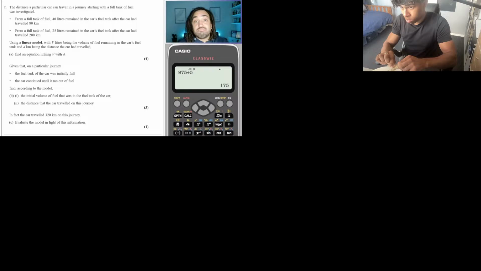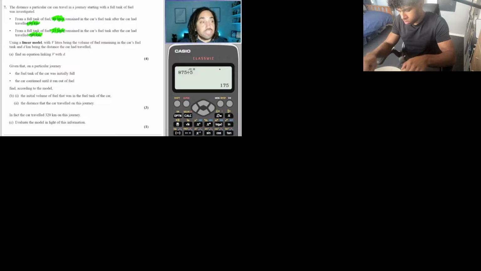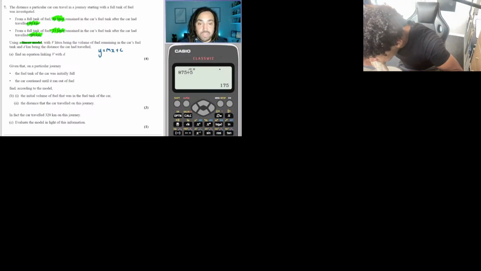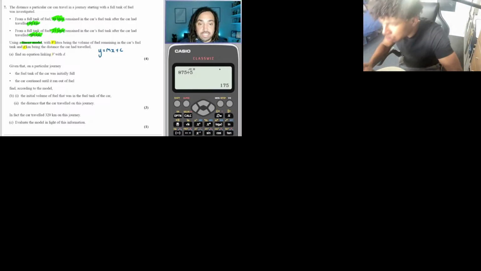You've got a car travelling, great. You've got 40 litres left if you've done 80 kilometres travelled, and you've got 25 left if you've done 200 metres. It says using a linear model. Okay, so a linear model means that it's a straight line, so it's y equals mx plus c. And we've got different variables. Obviously, we don't have y and x. We've got variables v and d.